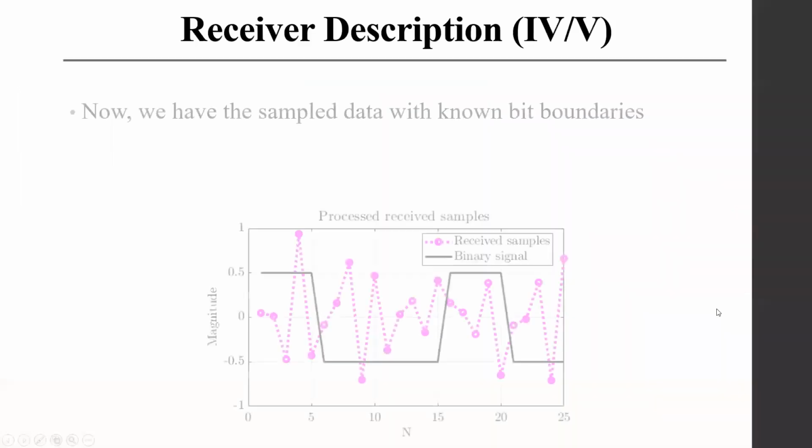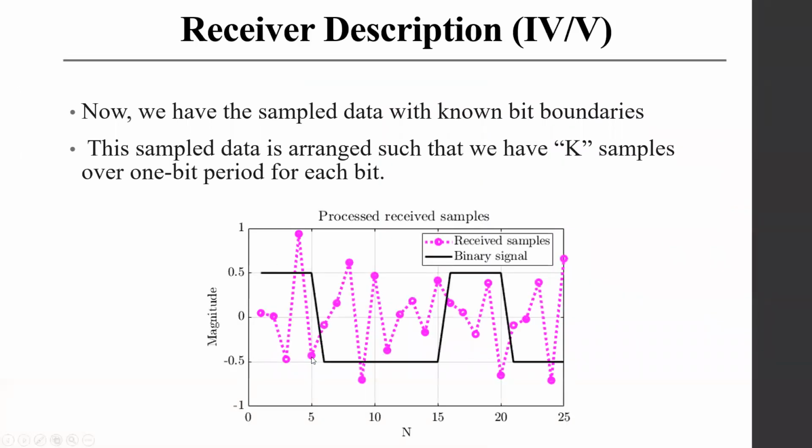To visualize how this works, let's see what's happening. Over a bit period, we have 5 samples. Since we need these 5 samples to represent either 1 or 0, with a bit boundary we have the first 5 samples, and for another boundary, we have the next 5 samples. So for K, we have selected 5 samples over a one-bit period.